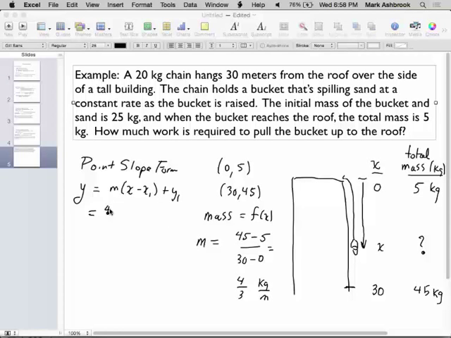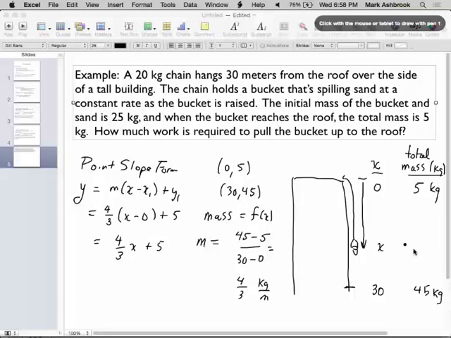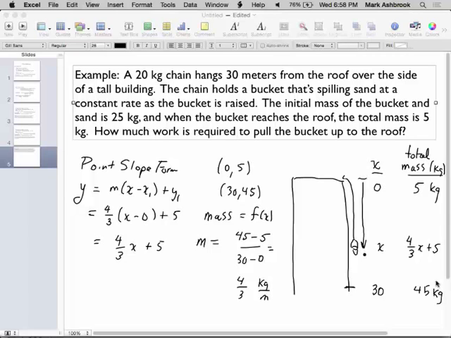So m is 4/3, and then we just need a point. Use the easier one: (0, 5). So our rate of change gives 4/3 x plus 5. So this gives the mass at any length x. 4/3 x plus 5.